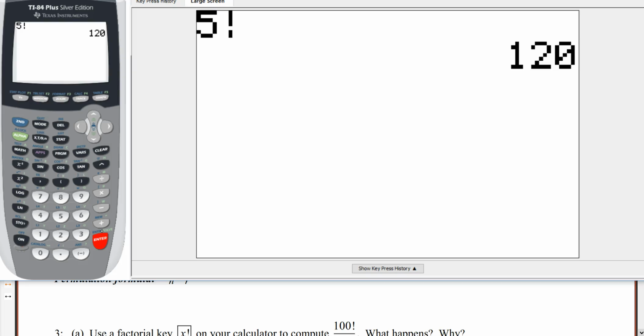Okay, so you should know where the factorial key is on your calculator to help you evaluate some of the stuff we're going to be doing in the next few sections. If you don't have this type of calculator, you might need to go to your calculator's instruction manual to find out where the factorial option is on your calculator.